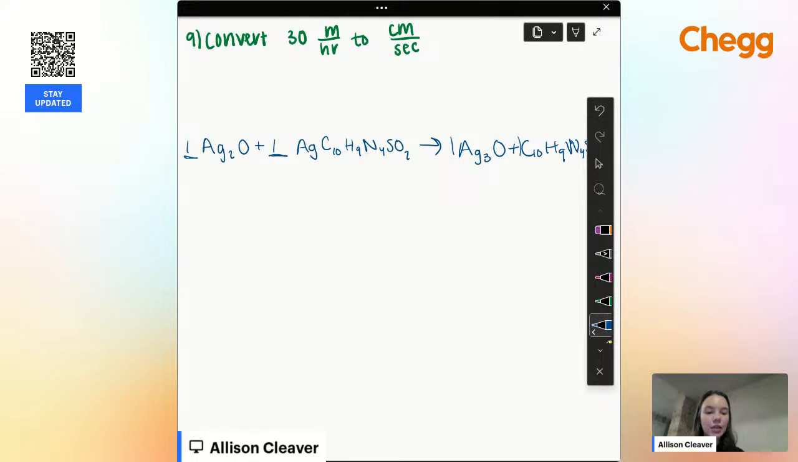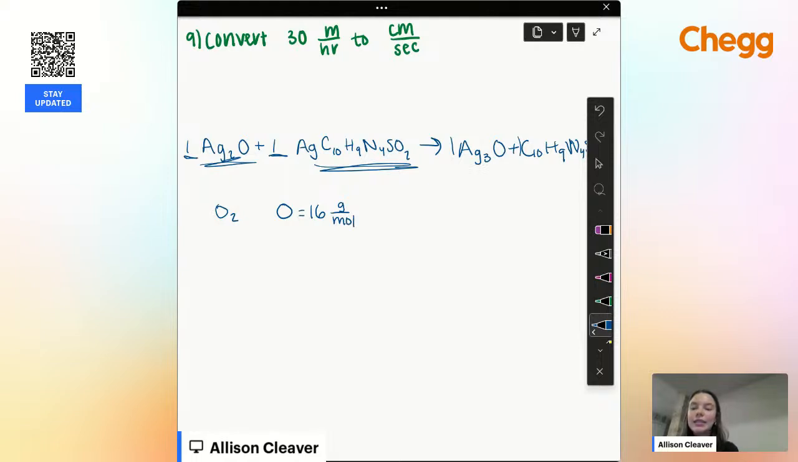What we need to focus on is knowing those molecular masses of this Ag2O and this AgC10H9N4SO2, so of the silver oxide and silver sulfadiazine. So what I always do, you can use a periodic table, but I find a Google search is the best to find these molar masses. But on the periodic table, what you would do, for example, let's say we had O2 and we wanted to find the molar mass. We would find the molar mass of one oxygen, which is 16 grams per mole.